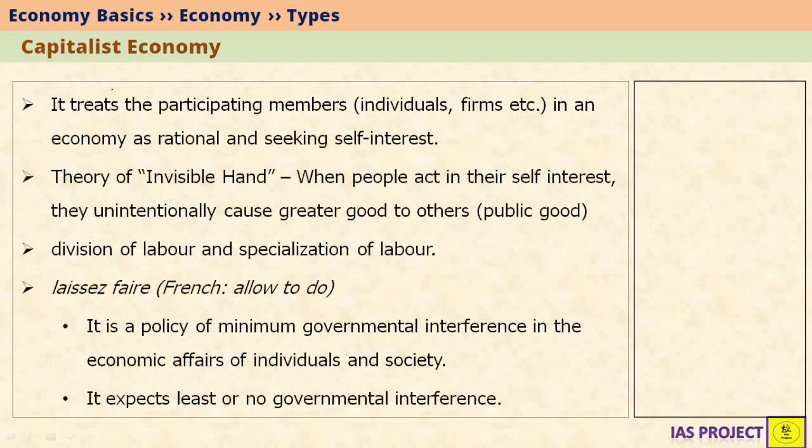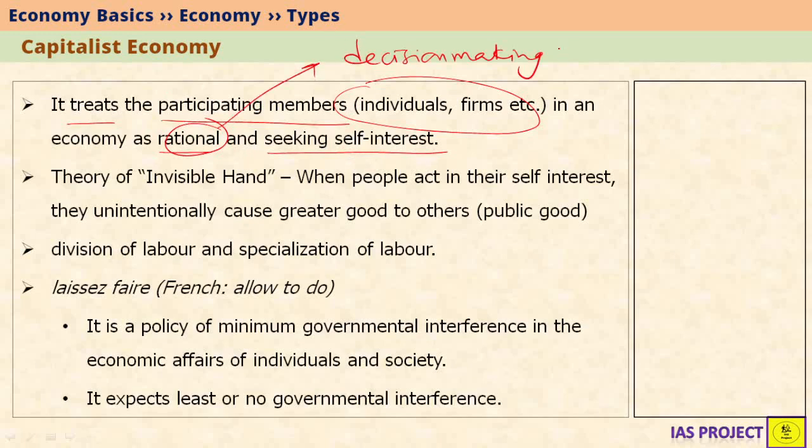Let's look at it further. Capitalist economy treats participating members, that is individuals and firms, as rational as well as self-interest seeking. Rational means a person who is logical in decision making. Decision making based on logic or reason is called being rational. So if you make decisions based on logic and reason, then you are called a rational person. Capitalist economy treats all the participating members, that is individuals, firms, investors and other people, as rational. So they know what they are doing.